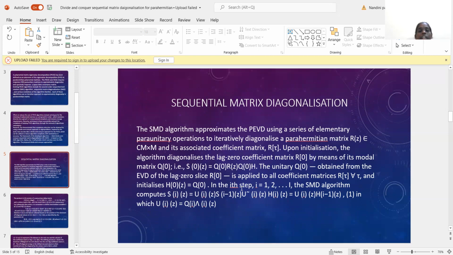The SMD algorithm approximates the PEVD using a series of elementary para-unitary operations to iteratively diagonalize a para-Hermitian matrix R(z) and its associated coefficient matrices. Upon initialization, the algorithm diagonalizes the lag zero coefficient matrix by means of its modal matrix obtained from the EVD of the lag zero matrix R[0], which is applied to all coefficient matrices.